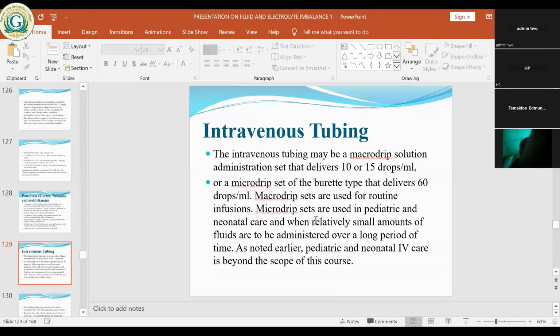So while the micro drip sets are used in pediatrics and neonatal care, and when relatively small amounts of infusions are to be administered over a long period of time, as noted earlier, pediatrics and neonatal IV care is beyond the scope of this course. So we are not dealing with pediatric and neonatal care, intensive care patients. So we are not going there. We are dealing with adult IV therapy. So we will not go to the micro drip sets. We are dealing with the macro drips, the bigger one.